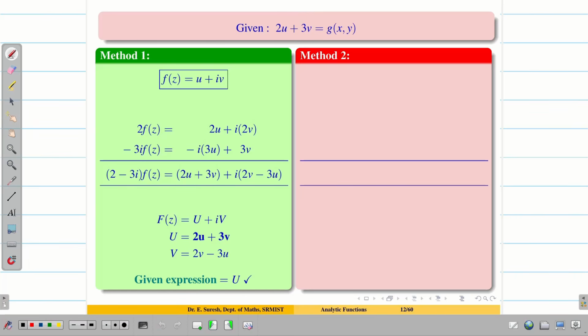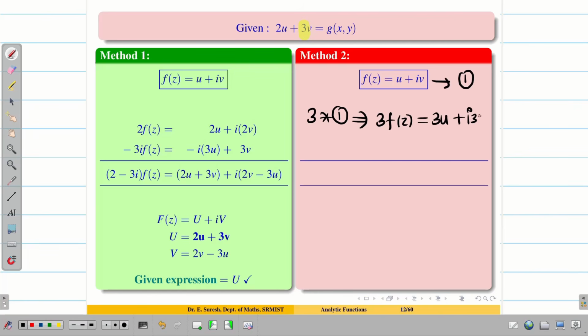Now I will also explain method 2, but I always prefer method 1, because whenever you have a linear combination like this, if you use method 1, the problem is always going to be the real part U. For method 2, as usual, we are assuming that f of z is an analytic function, that is u plus iv. Now multiply equation 1 by the coefficient of v. In method 1, we multiply the coefficient of u. For method 2, first we have to take the coefficient of v and multiply with equation 1. 3 into 1 gives 3 into f of z is equal to 3u plus i into 3v.